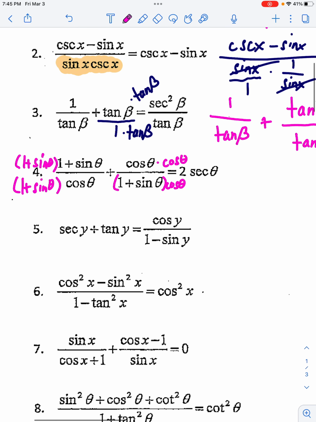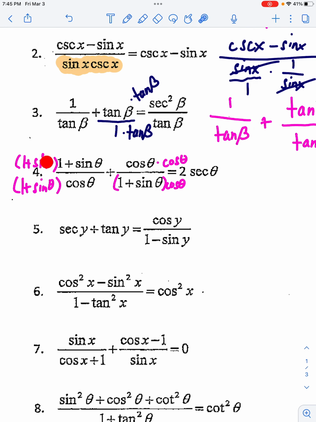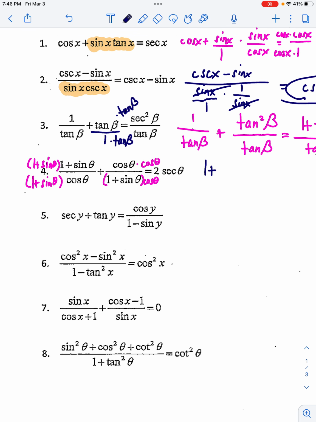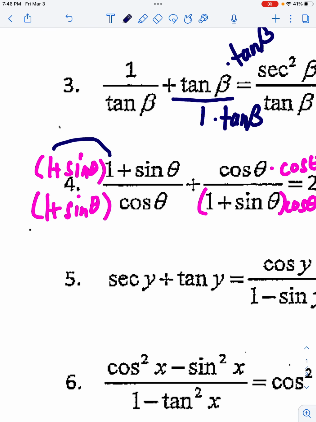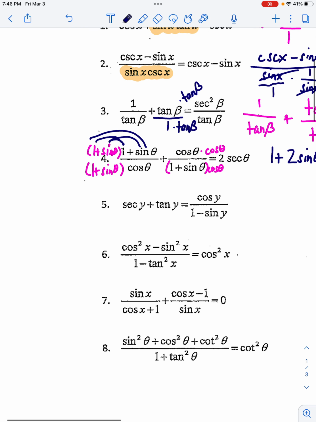So the top of this fraction on the left, when I expand that out, will become 1 plus 2 sine theta plus sine squared theta. And I just did that by FOILing: first, outer, inner, last, just like I did in Algebra 1.